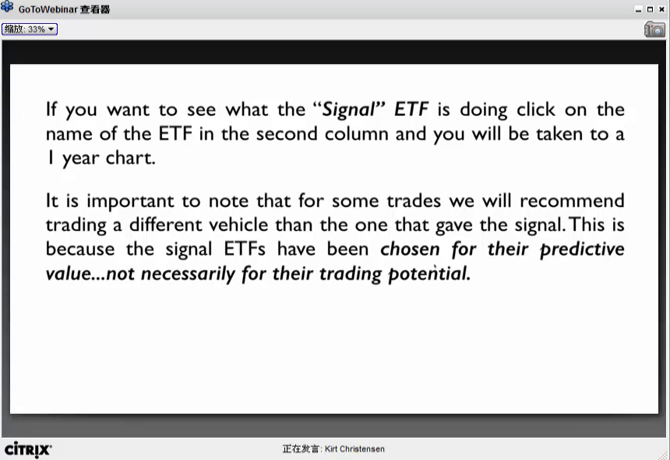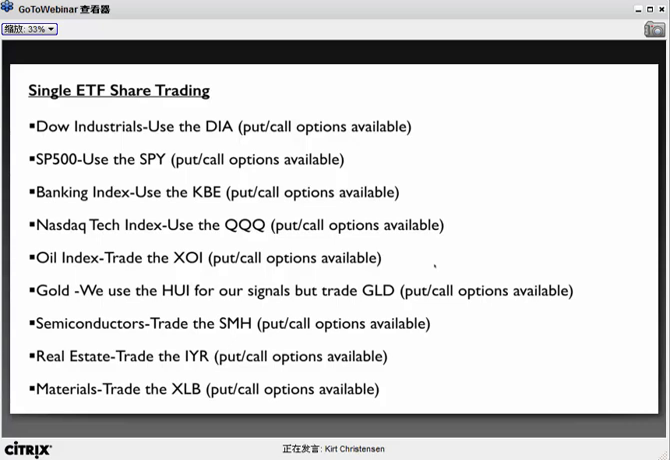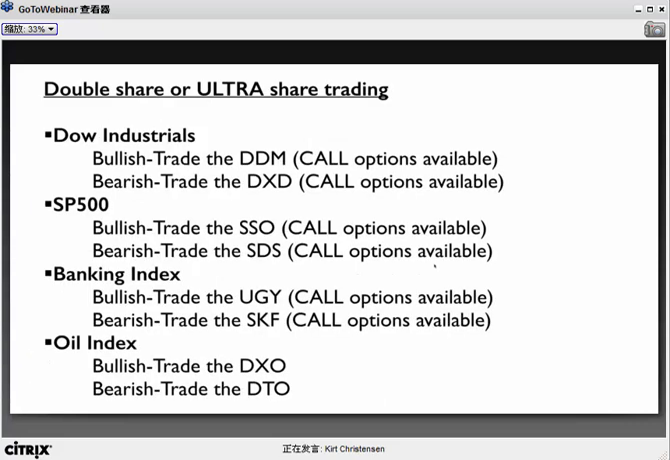So, of course, here are the single ETFs that we cover. We cover the Dow Industrials, S&P 500, the banking index. What you're going to find is we cover most of the biggest markets out there: the Dow, the S&P 500, banking, tech index, oil index, gold, semiconductors, real estate, materials index. And, of course, we have double ETFs on all those as well.